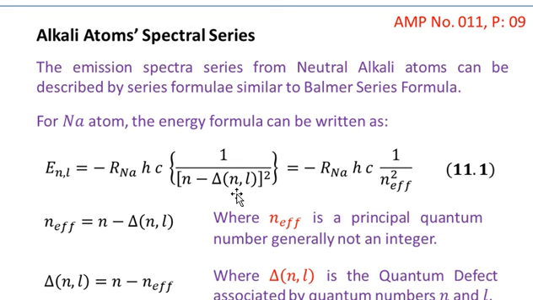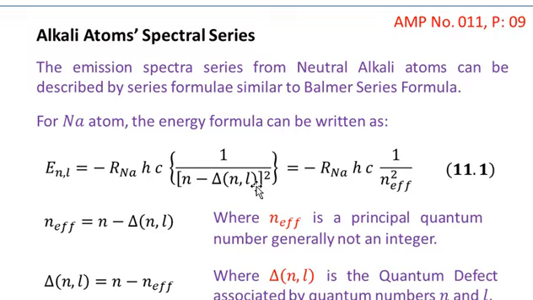You know that in the hydrogen atom we specified only the principal quantum number, but here we are specifying the principal quantum number n and also subtracting from it delta as a function of n and L, which depends upon both the principal quantum number and the orbital quantum number. That's why the energy on the left hand side depends upon the principal quantum number n and the orbital quantum number L. And you see that this has been written on the right hand side as minus R_Na, that is the Rydberg constant for the sodium atom, times h times c times 1 over n effective square.